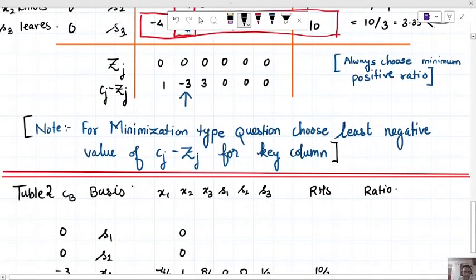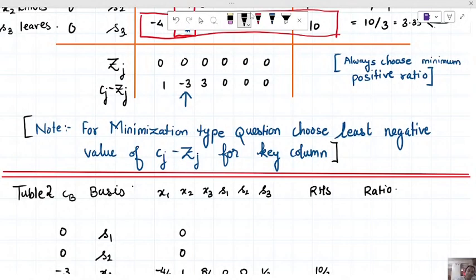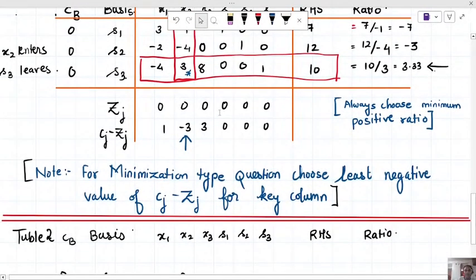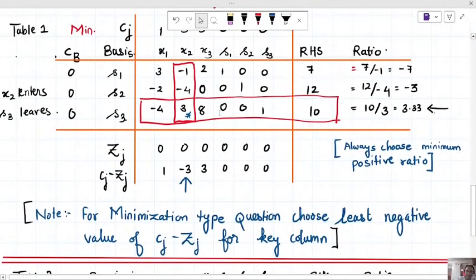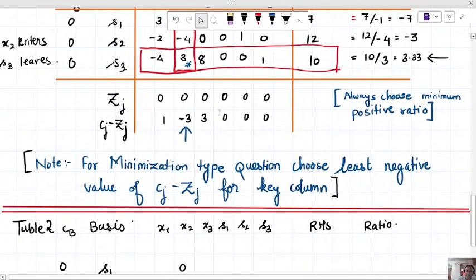Once done, we land up into calculation of the other elements. This formula remains the same: new element equals old element multiplied by the key element, minus the product of the element in the key row and key column, divided by the key element. I'll just do one calculation for you so that the thing becomes clear.